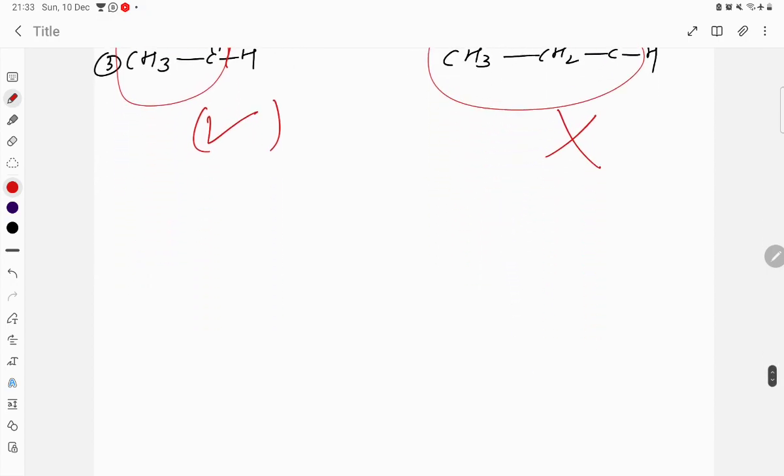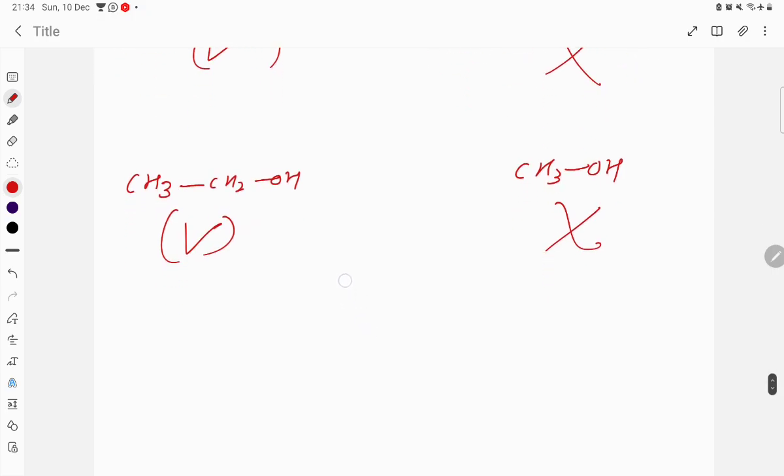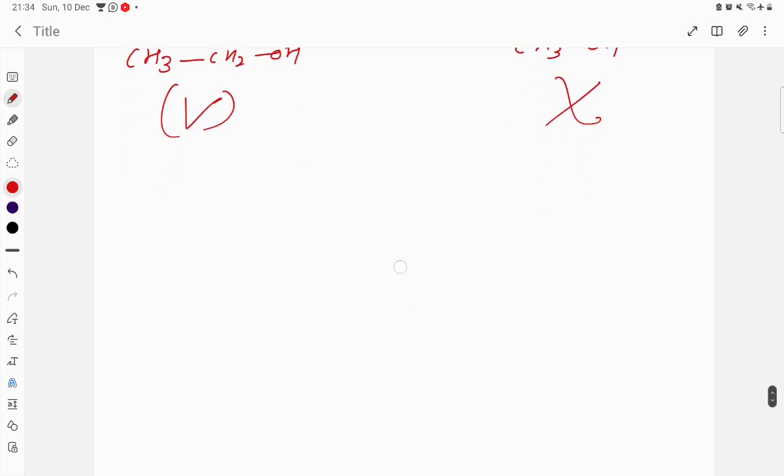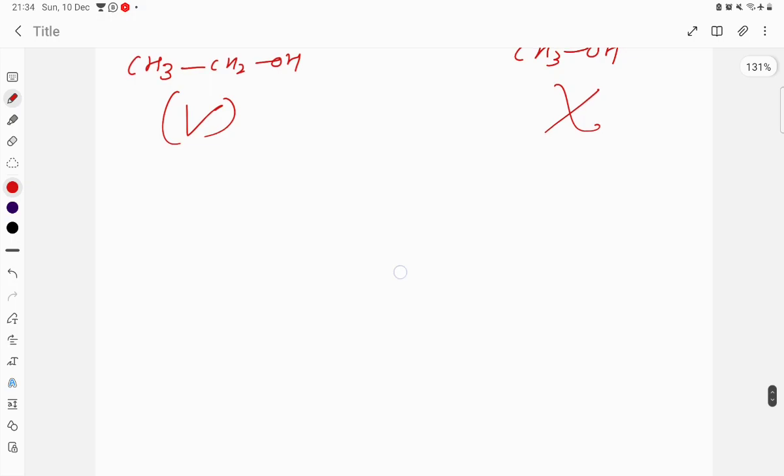Next one, suppose we have CH3CH2OH and CH3OH. So this will not give the test, and this one will give. So these are the probable problems, student. I hope you will be able to understand.